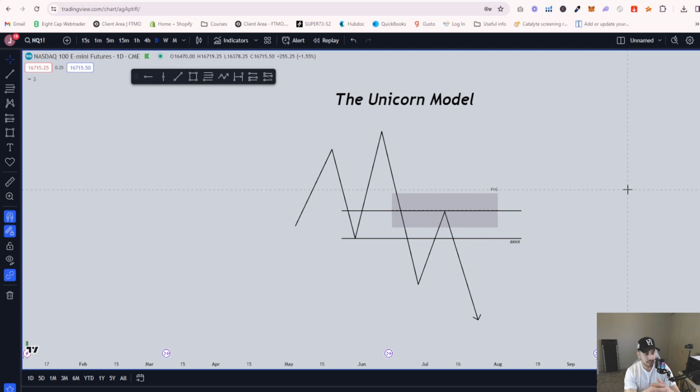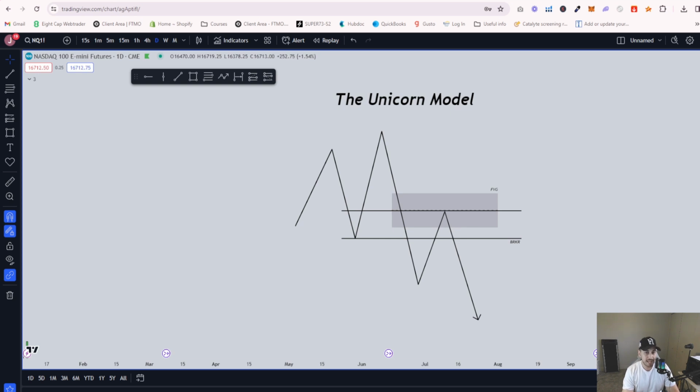So anyways, the unicorn model in simple terms is just a fair value gap and breaker block combo. In my opinion, this model is one of the best, if not the best, ICT beginner friendly models out there. Some people are going to say this is basically the 2022 mentorship model. I disagree with that, because in the 2022 mentorship model, ICT basically says you need a breaker structure and a fair value gap. He doesn't mention a whole lot of the breaker block combo with the fair value gap, but this is a very, very simple and very beginner friendly model to use.